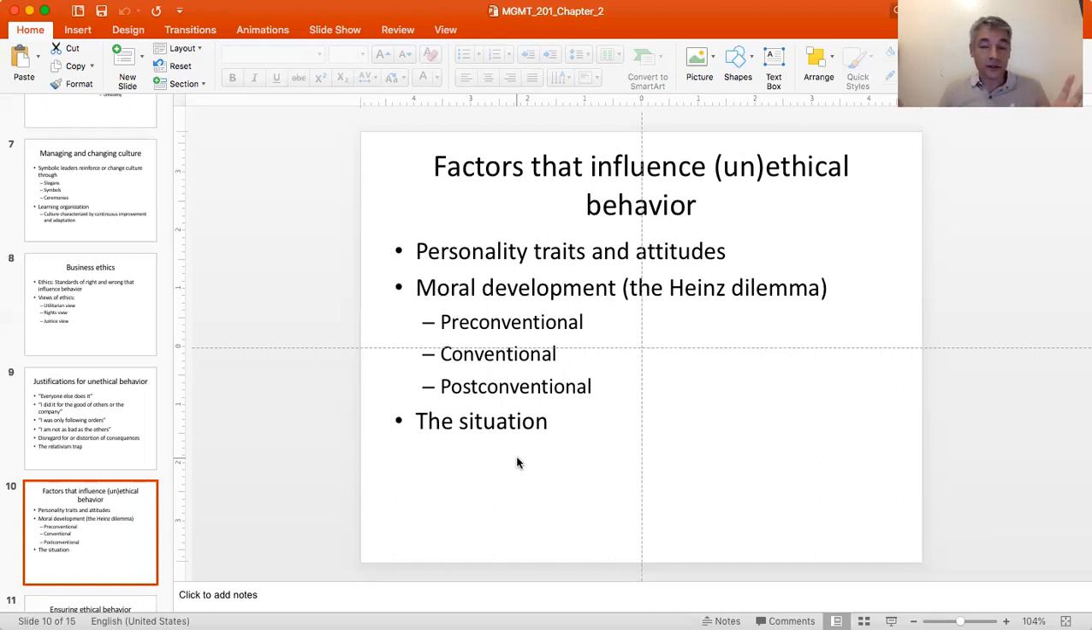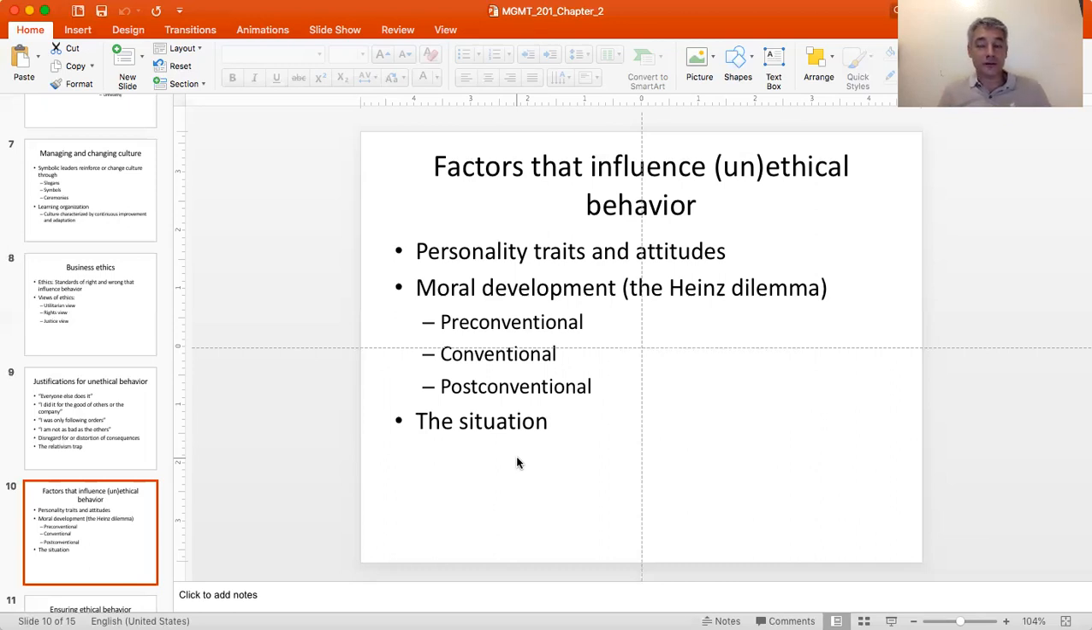And that discussion that we have in a classroom typically is rather fascinating. So I encourage you to read it. I encourage you to think about it and try to see how pre-conventional, conventional, and post-conventional thinking will identify certain behaviors as ethical or unethical. So that's just an interesting exercise. So I encourage you to do that.